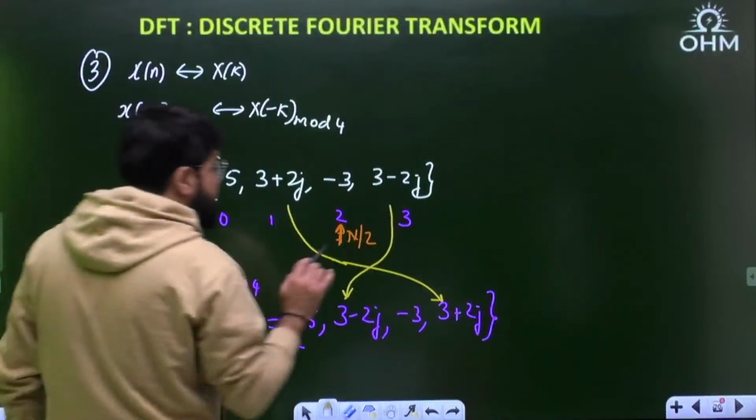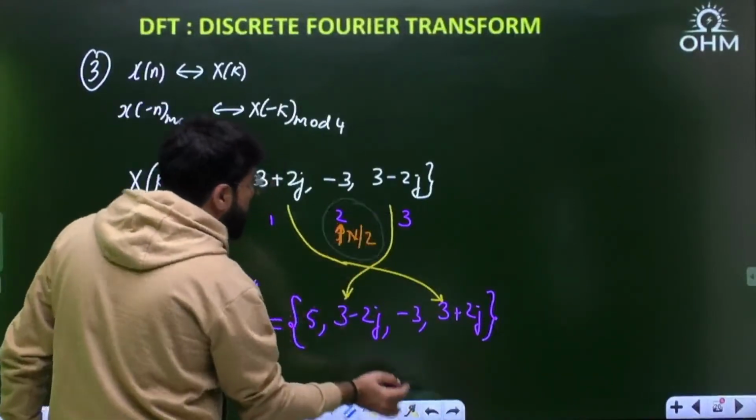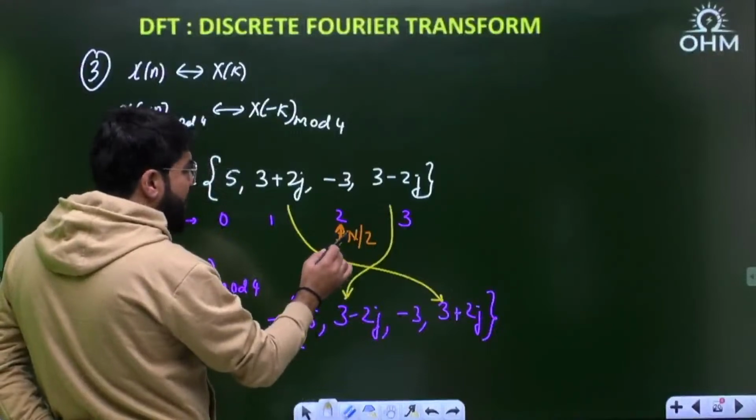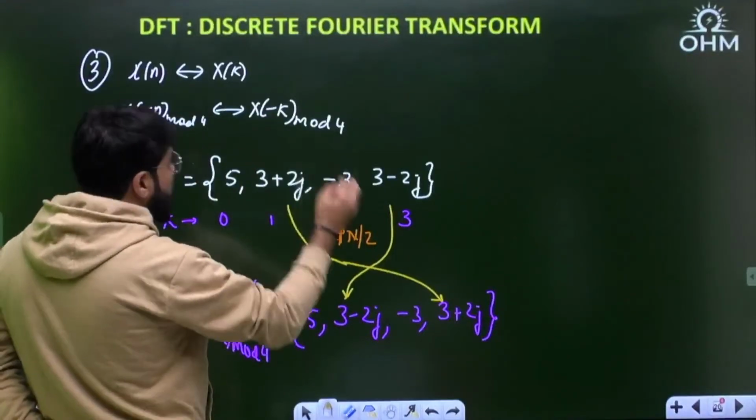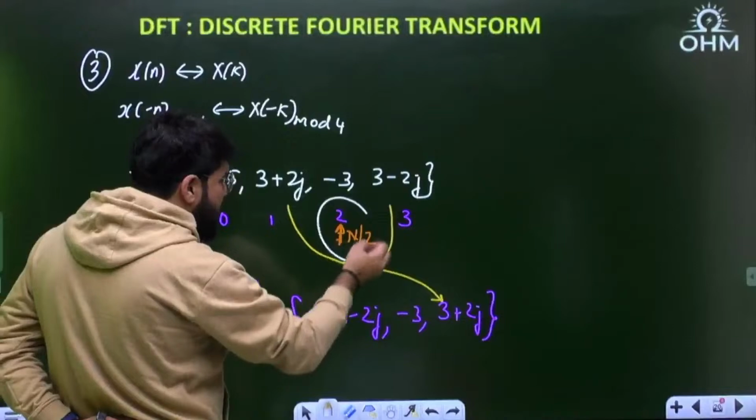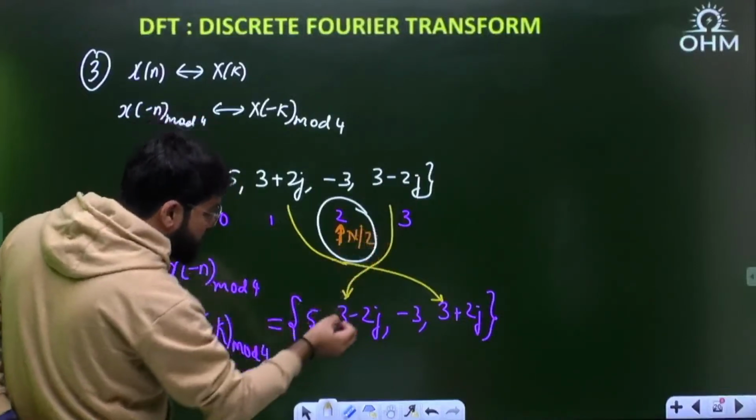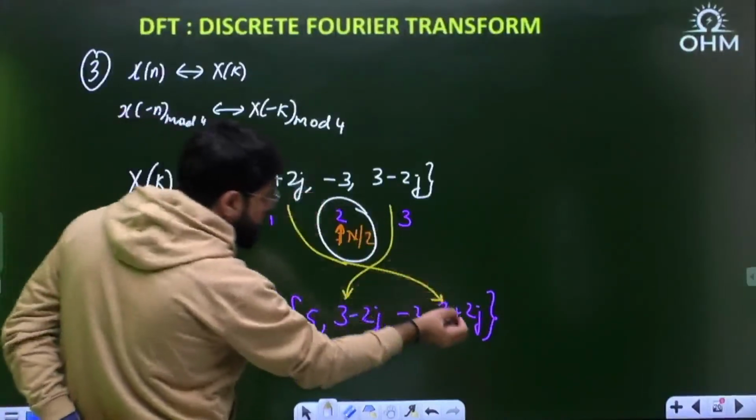And how do we fold? Circular folding is always about the N by 2 point. N by 2 here will be 2 because N is 4. And what is the role of a mirror? Suppose this is a mirror, you have to fold about this. So the value on the right comes to the left, and the left value goes to the right.